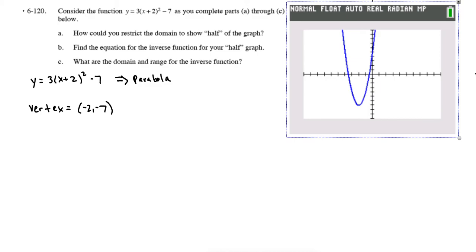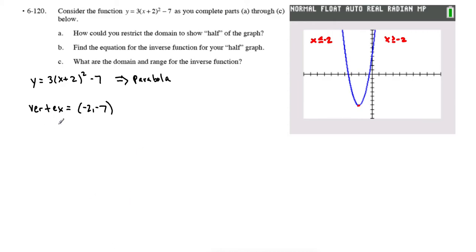So if I wanted to restrict the domain, I could look at my vertex here, right? My vertex is at the point x equals -2. So this side of my parabola contains all points that are greater than or equal to -2. Which means that this side would be x is less than or equal to -2, right? Because we'd be going over this way. So it says, how could you restrict the domain to show half of the graph? Well, you take your vertex point and you either make the points greater than the x-coordinate of the vertex, or you make them less than the x-coordinate of the vertex.